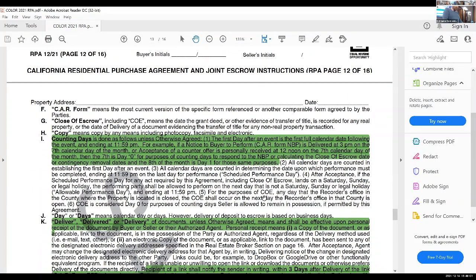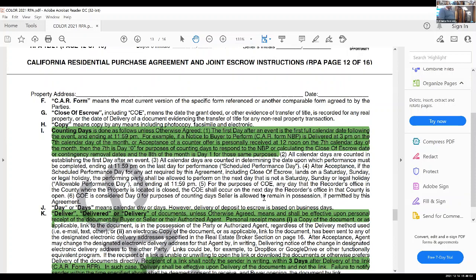Counting days is done as follows unless otherwise agreed. The first day after an event is the first full calendar date following the event and ending at 11:59 p.m. For example, if a notice to buyer to perform is delivered at 3 p.m. on the 7th calendar day of the month, or acceptance of a counteroffer is personally received at noon on the 7th calendar day of the month, then the 7th is day 0 for purposes of counting days to respond to the NBP or calculating the close of escrow date or contingency removal dates. And the 8th of the month is day 1 for the same purposes. So the moment you guys make the deal, it's day 0. The next day is day 1.